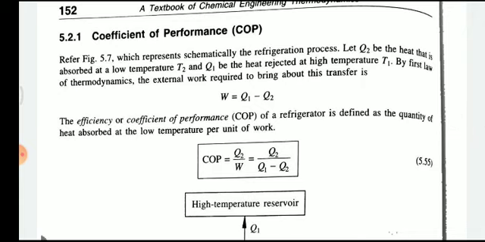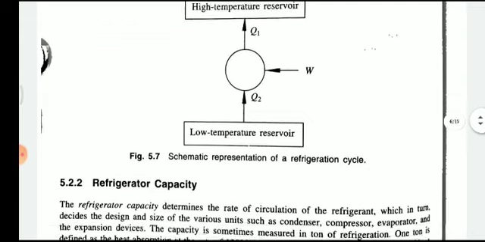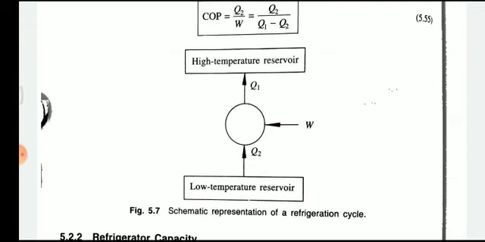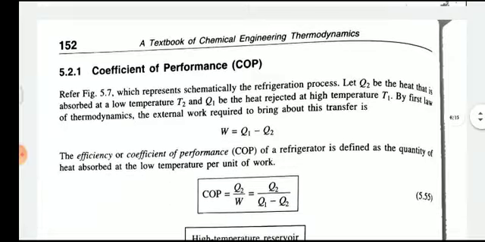The next point is the coefficient of performance. This one we discussed already in the heat engine and heat pump. So let's recall it. Refer to figure 5.7, the symbolic representation of the refrigeration cycle. This is the refrigeration cycle. So heat is transferred from the low temperature reservoir to the high temperature reservoir, with work done on this system.